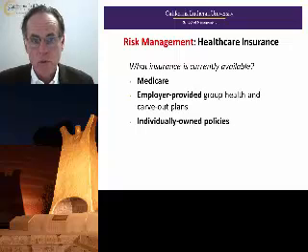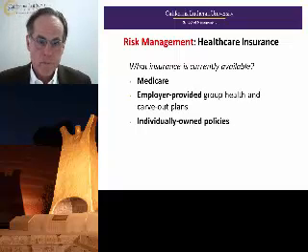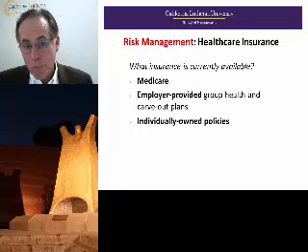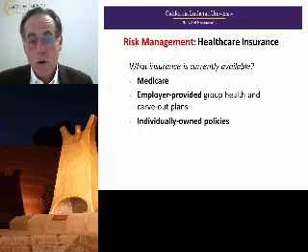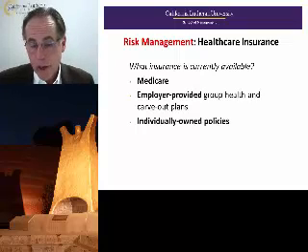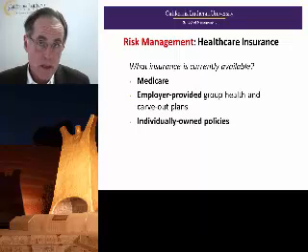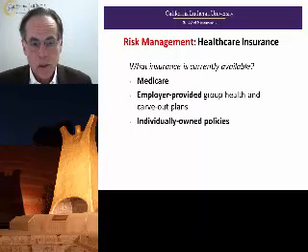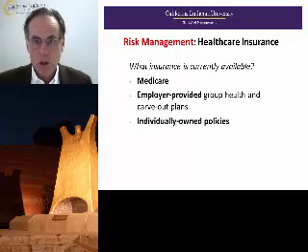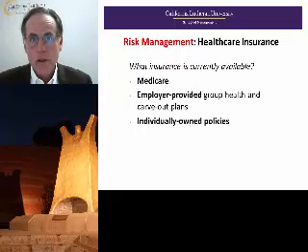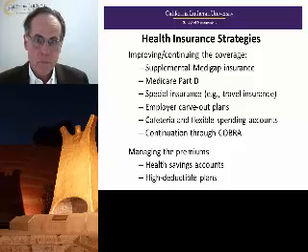Will they be eligible for Medicare at age 65? Are there employer-provided group health benefits? Are there carve-out plans for additional levels of coverage that maybe your client has or could get? For example, dental, vision. And of course, again, individually owned policies. Looking at all the areas of coverage, sources of coverage in combination.